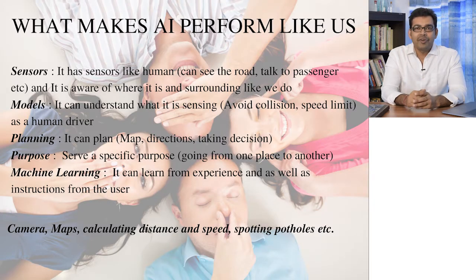So what makes an AI perform like us? We talked about in the previous example that it has sensors, and then on the sensors it also has to make sense of what it is seeing. So it has to have some kind of a model. For example, when we see something, we also understand what it means. In a similar way, AI has a model which helps it understand what those things are. And then it has to plan, and it should have a purpose. Going from place A to place B is its purpose, and for planning it uses something similar to what Google Maps uses.